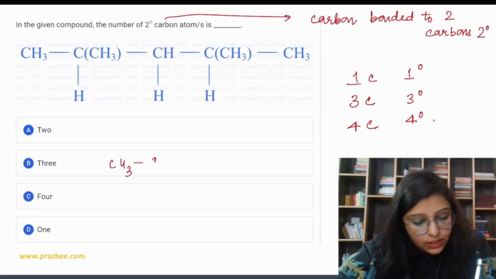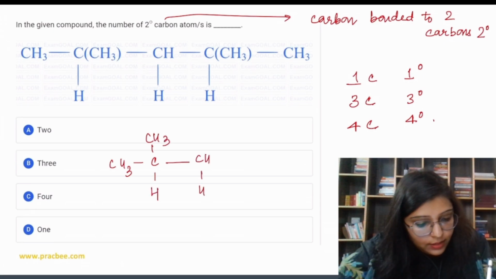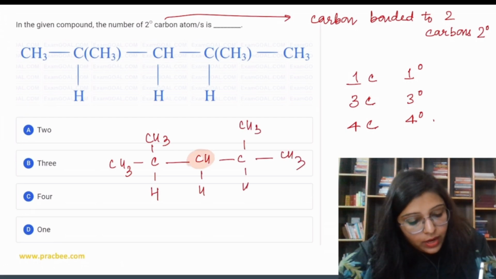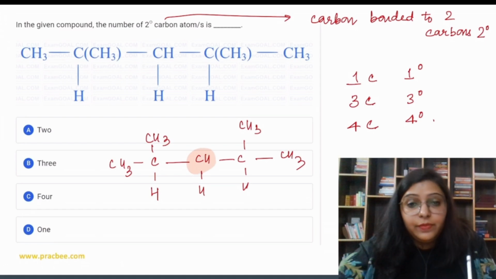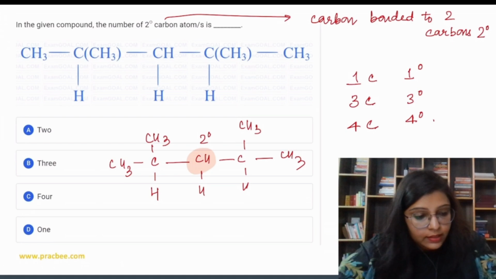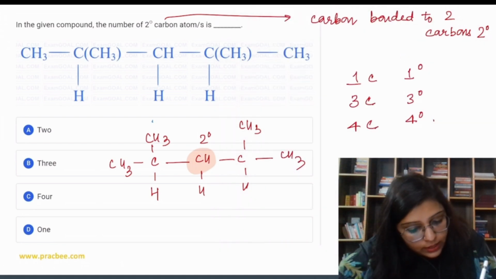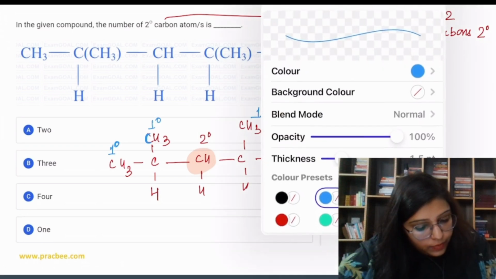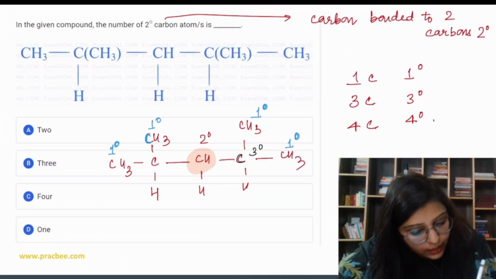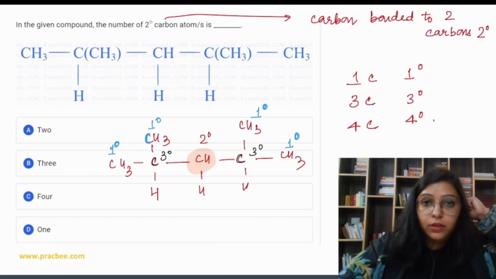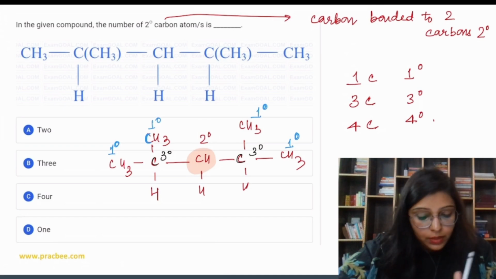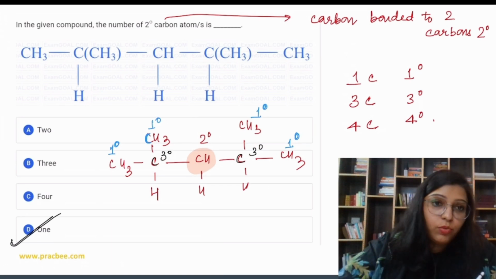So see CH3, CH3. Here H, CH, H, CH, CH3. And here we write CH3. So we have only one carbon which is bonded to 2 carbons. This carbon is 2-degree. Now, this carbon is 1-degree because it is bonded to one carbon. This is 1-degree. This is 1-degree. And this carbon is 3-degree because it is bonded to 3 carbons. So the number of 2-degree carbon atoms is equal to 1.